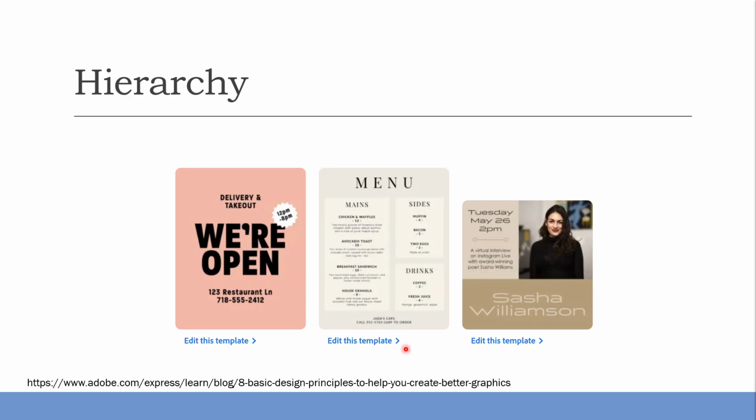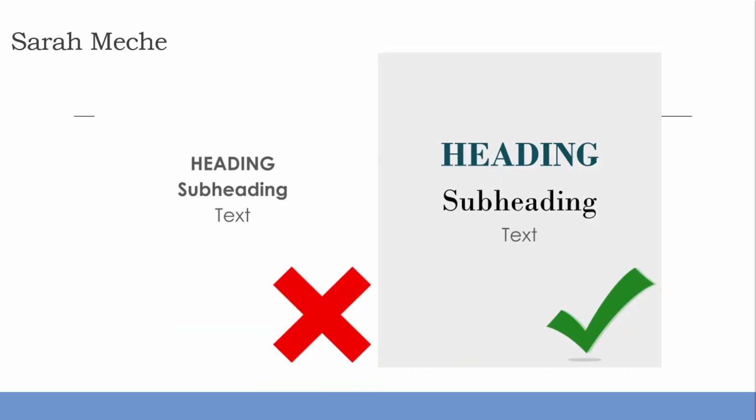Here are some professional examples, especially this middle one. It's really easy to make sense of this visually. I can glance at this and I can see menu, mains, sides, drinks. Just really easily understand the structure of this and how these pieces are working together. Here's a student example. We have a heading, subheading, text. We want to have good contrast between those so people know how to comprehend each part of it.